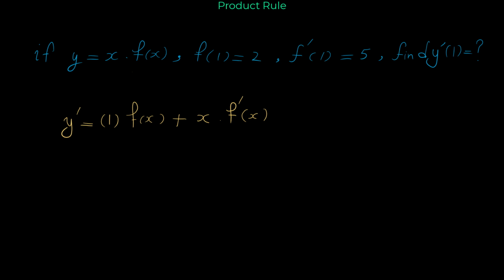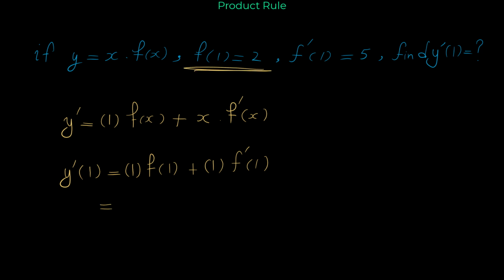Now that we have found the derivative of the given function, we have to substitute 1 for x because we want to find y prime of 1. So y prime at 1 equals 1 times f of 1 plus 1 times f prime of 1. What is f of 1? It's given here, 2. What is f prime of 1? It's 5. 2 plus 5 equals 7.